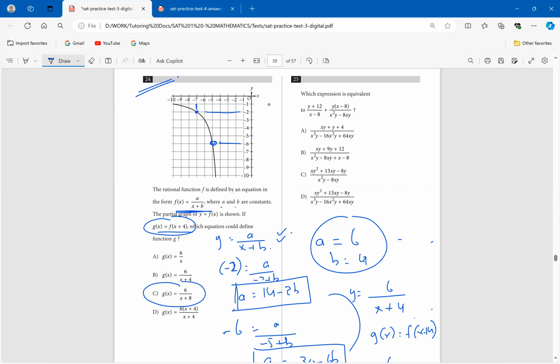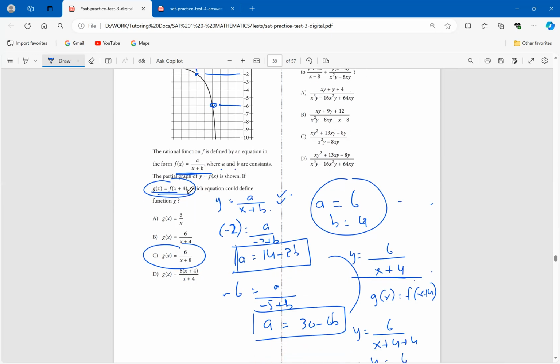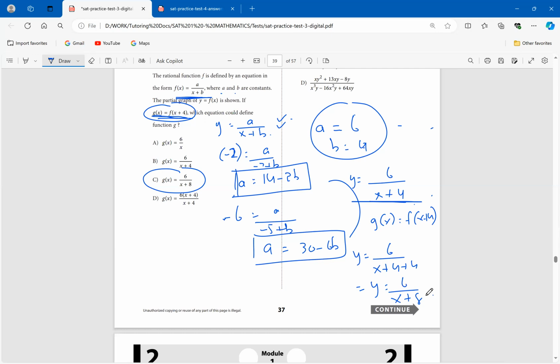For these values, what you did was plug them into the original equation, a over x plus b, just to get a proper function with only x and y unknown and all of the other constants gone. So we had 6 over x plus 4 as a final new function. Then for this function, we simply plugged in the condition that we had: g of x equals f of x plus 4. And we got a new equation in terms of g that was 6 over x plus 8. And hence we got this answer, part C. I hope this makes sense.